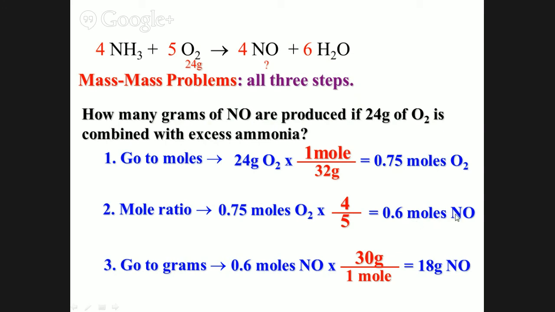But I want to know how many grams will be produced. So I go to grams, 0.6 times 30 grams. Where's the 30 from? Look at the periodic table. 14 for nitrogen, 16 for oxygen, 14 and 16 is 30. So 30 grams per mole, 18 grams is what I'm going to produce.